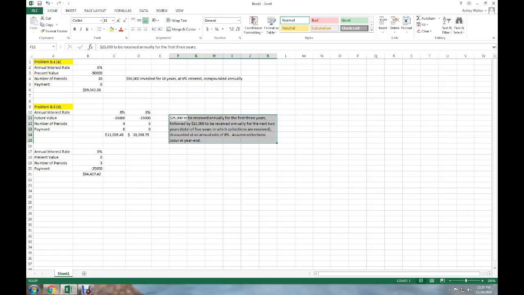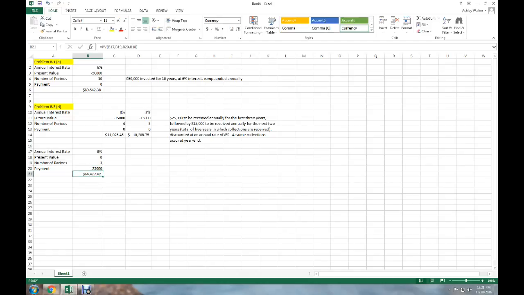So let's look at the $25,000 to be received annually for the first 3 years first. Everything's at 8%, so that's not going to change. So our annual interest rate is 8%. The present value right now is 0 because this is an annuity. So you're receiving $25,000 a year for 3 years. So the number of periods is 3, and here we do have that payment, so negative $25,000. So the future value of those 3 payments is $64,427.42. Okay, so we've taken care of part 1.